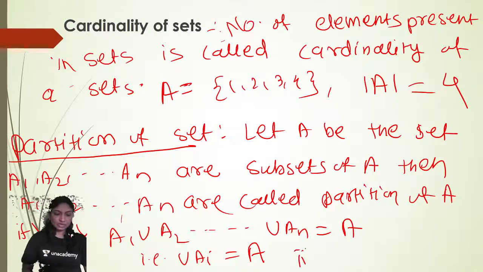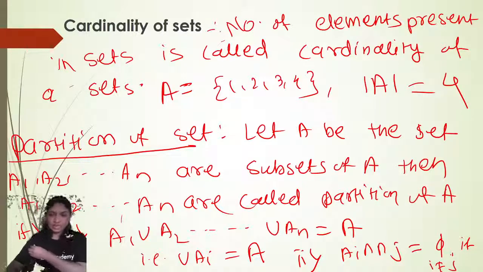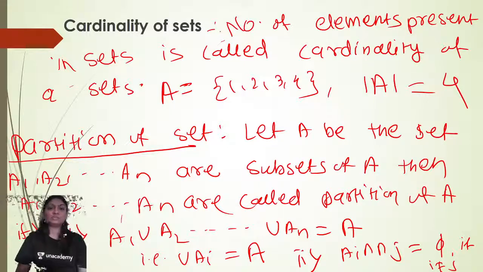And the second condition: Ai intersection Aj is equal to phi if i is not equal to j. Okay, so this is your partition of a set.